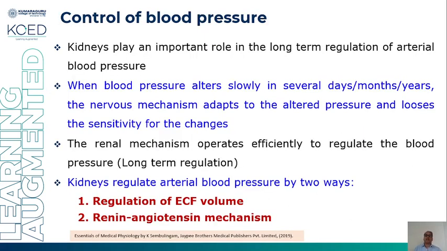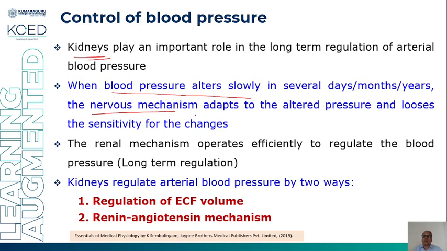Whereas the second part of control of blood pressure is the kidney. You know, the kidney plays a major role. The single unit, the monomeric unit of the kidney, is the nephron. So what happens? There are two chances: usually, blood pressure may elevate or blood pressure may decrease. Now here we will see what happens when blood pressure alters slowly, right? When blood pressure alters slowly for several months or years, you see the nerve continuously works in sensing the pressure. So automatically what happens, nerve sensitivity will be lost.